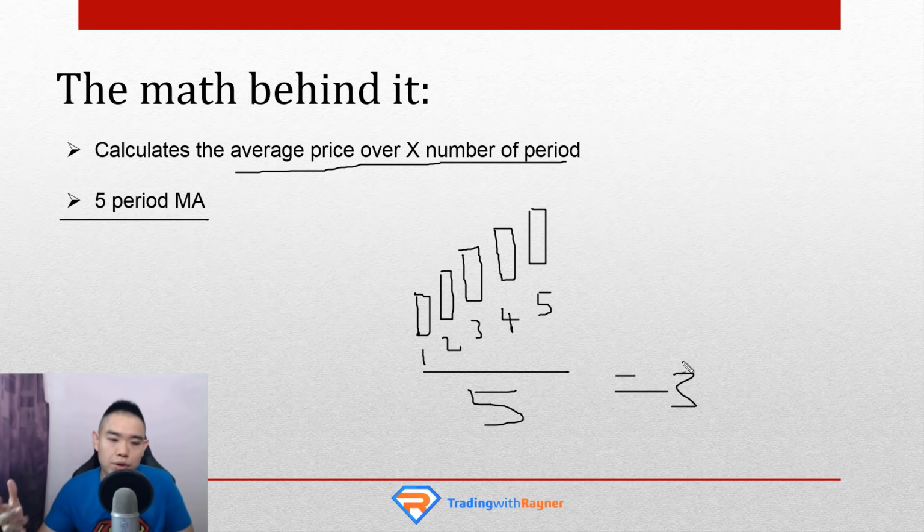How do I know that? You can just pull out your calculator and you'll see that the average price of these 5 candles is 3. So let's say we add one dot over here, at this price point. I'll explain what this dot means shortly.